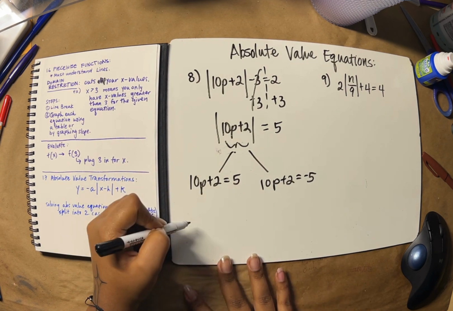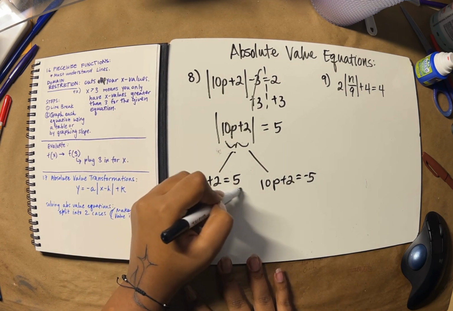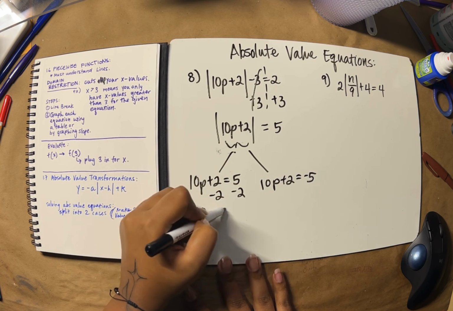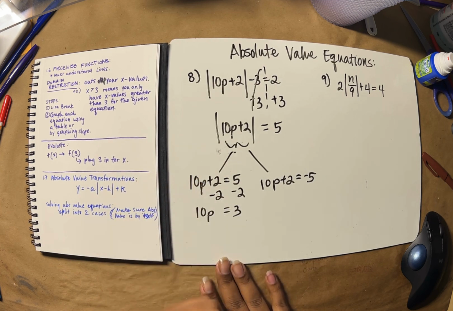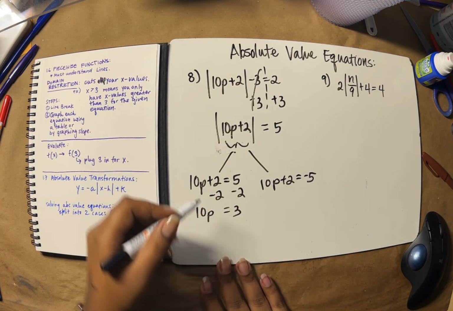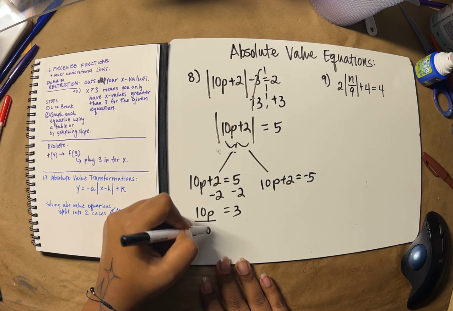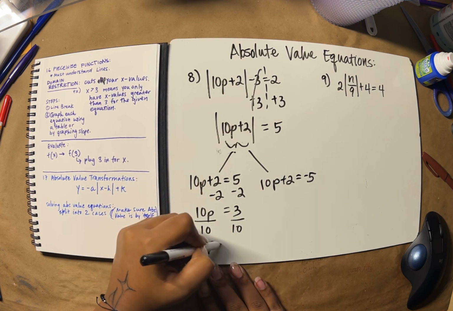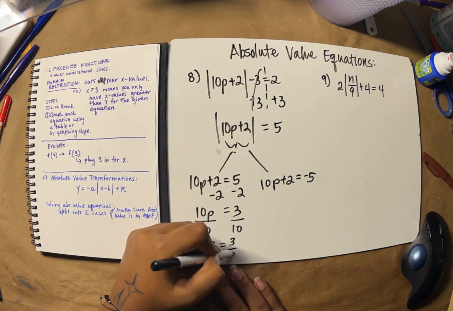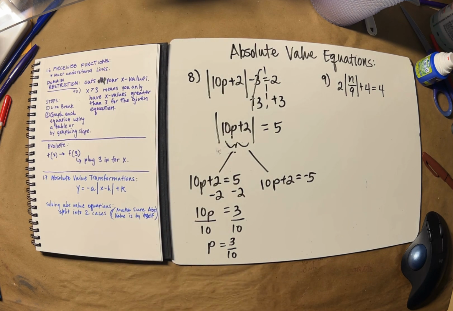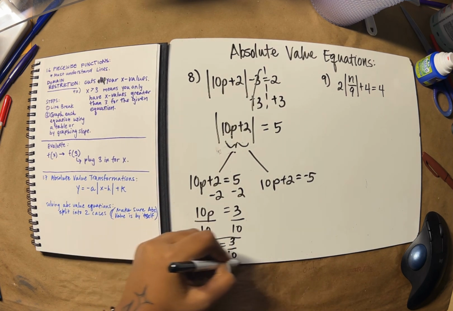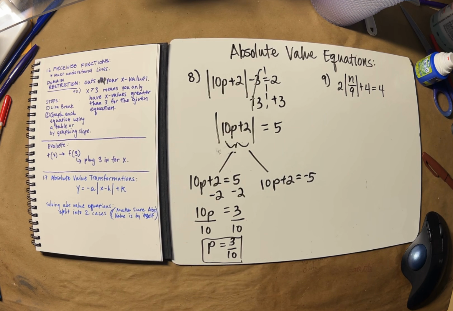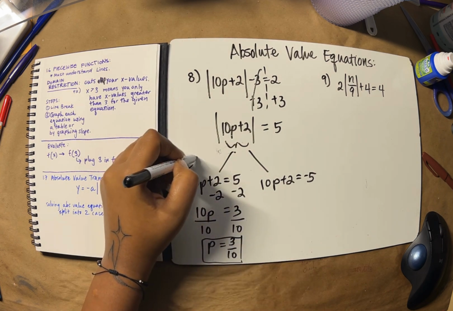I am solving for p now, so I'm going to subtract 2 on both sides. I have 10p is equal to 3. And then I divide by 10 on both sides, and p is equal to 3 over 10. Perfect. I wanted to make sure that I actually gave you guys a fraction before continuing, because it's been a while since I gave this study guide. And now that we have this one, this is our case 1.